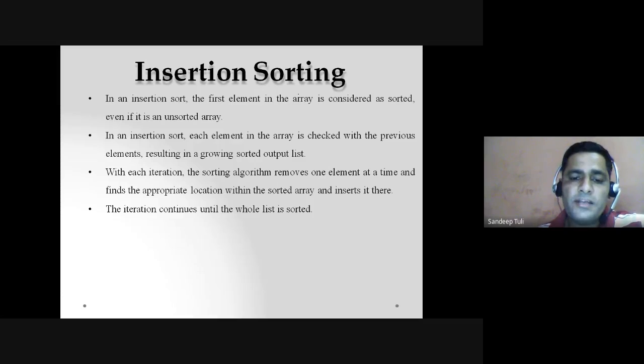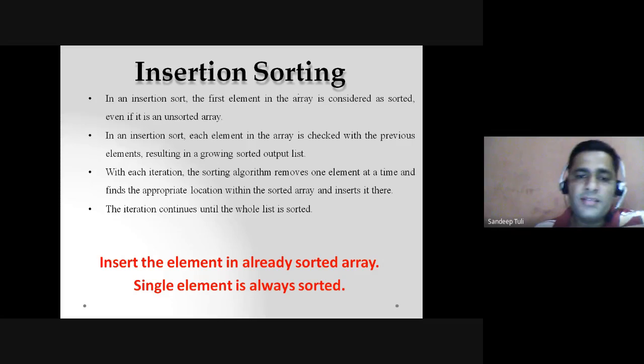With each iteration, the sorting algorithm removes one element at a time and finds the appropriate location within the sorted array and inserts the element at that particular location. And that iteration continues until the whole list is sorted. That is the basic logic of the insertion sort. Is it okay now? ये सारे points जो हम already discuss कर चुके हैं. Based on that, the two main taglines for the insertion sort are: insert, as the name suggests, insert the element in an already sorted array.